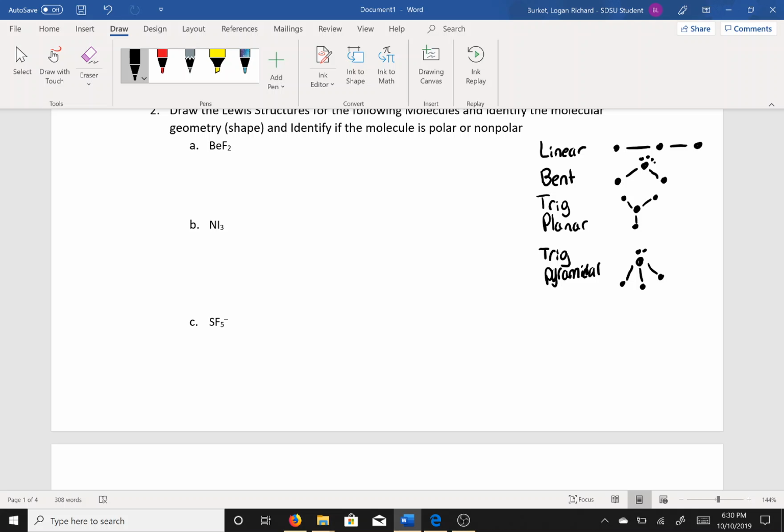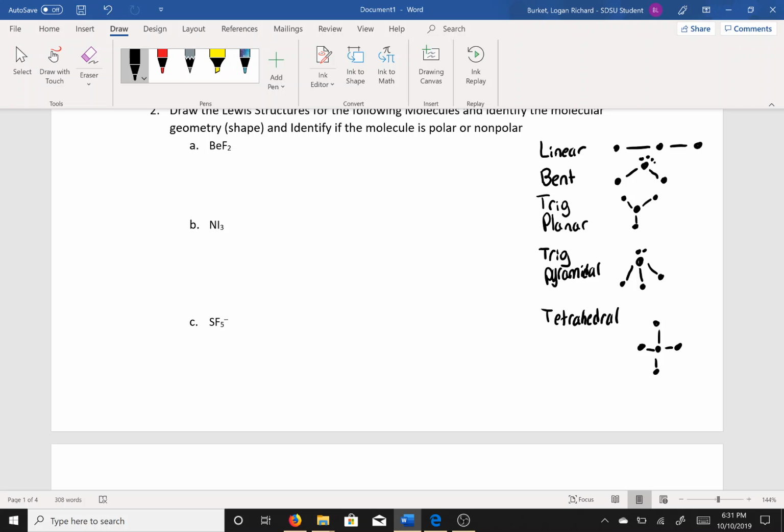So if you look from linear and bent, and also from trig planar to trig pyramidal, the only difference between the two is the presence of lone pairs. What those lone pairs do is they cause those substituents on the sides to be pushed down. All right, so if there's lone pairs present, then it is going to be bent or trig pyramidal. If there's no lone pairs, it's going to be trig planar or linear. And then the last one is tetrahedral, which is just four bonds around a central atom attached to other atoms.